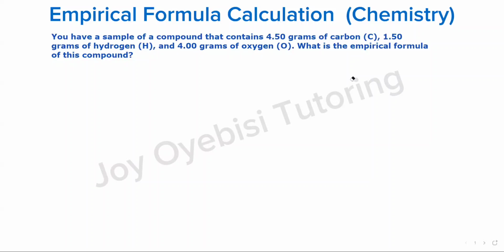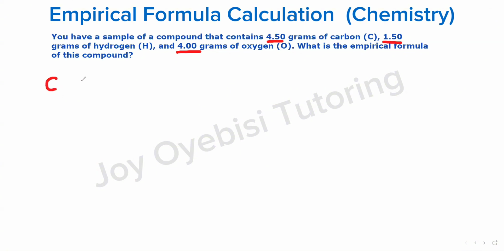So in this video, I'm going to be showing you how to do empirical formula related calculations. The first question here is, you have a sample of a compound that contains 4.5 grams of carbon, 1.5 grams of hydrogen, and 4 grams of oxygen. What is the empirical formula of this compound?